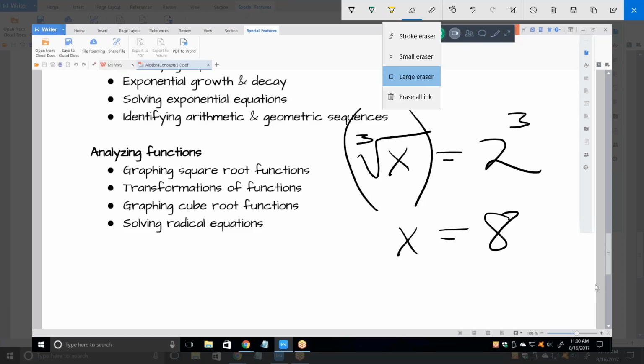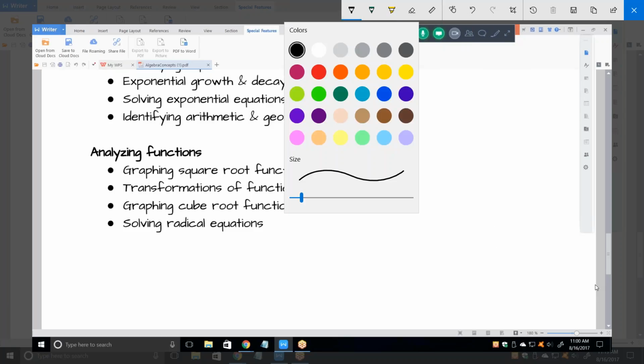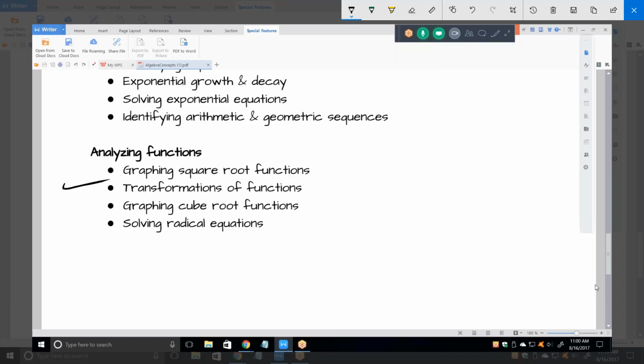All right. Let's go back and talk about this topic right there, which I'm not sure how this is ending up at the end of this document because we specifically spent like an hour and a half on transformations, did we not? Yeah. Yeah, I thought we did.